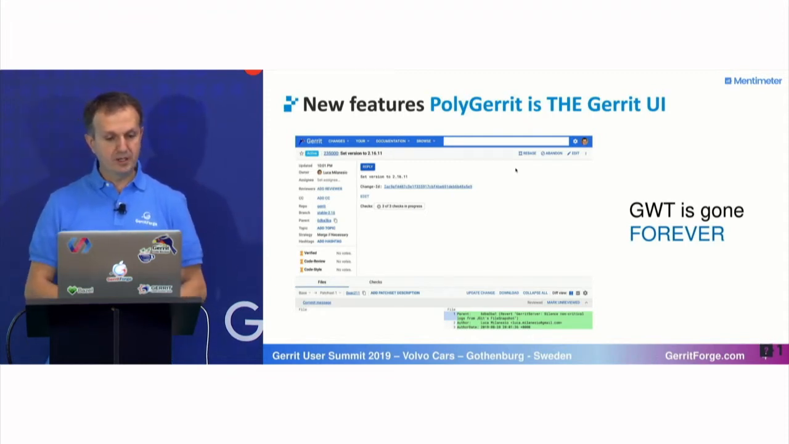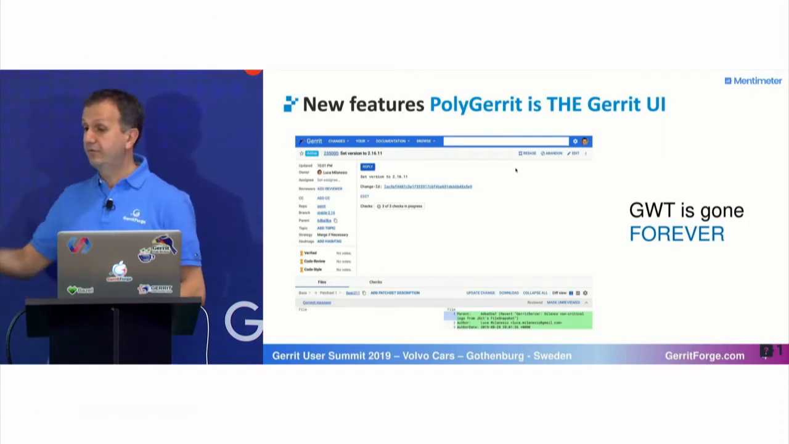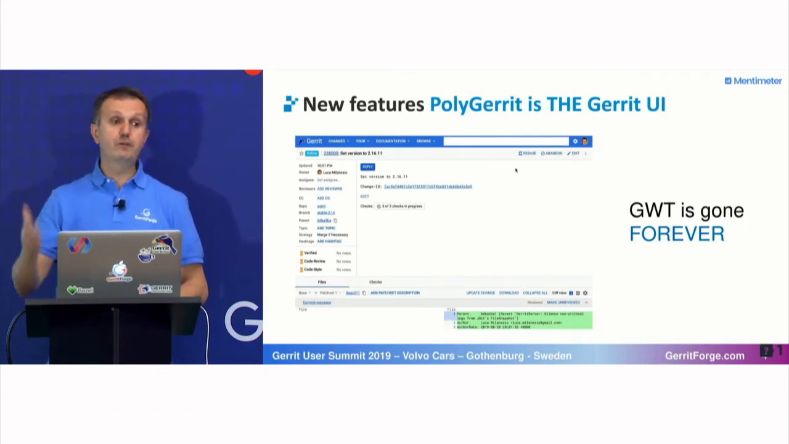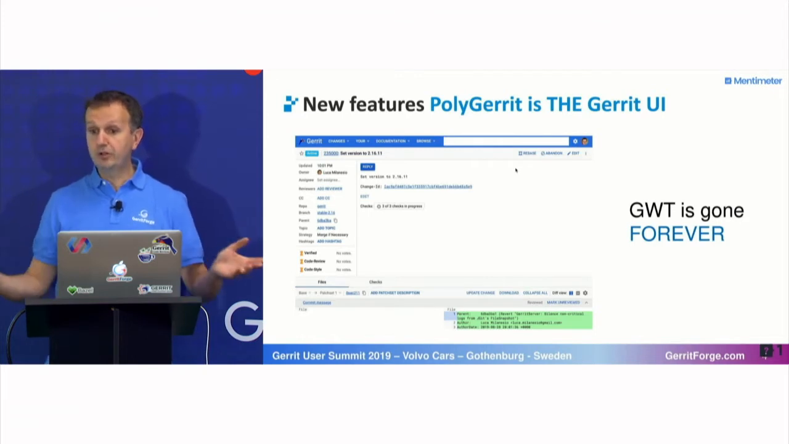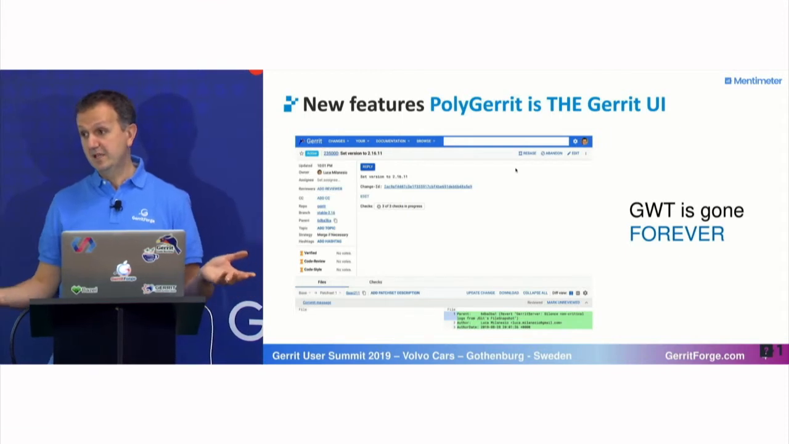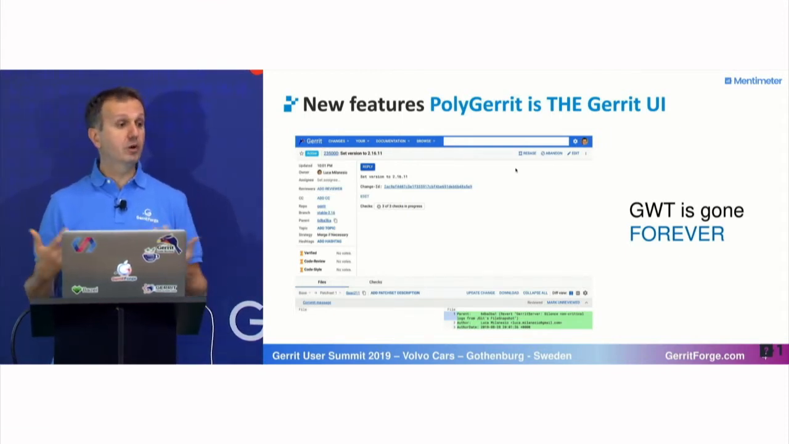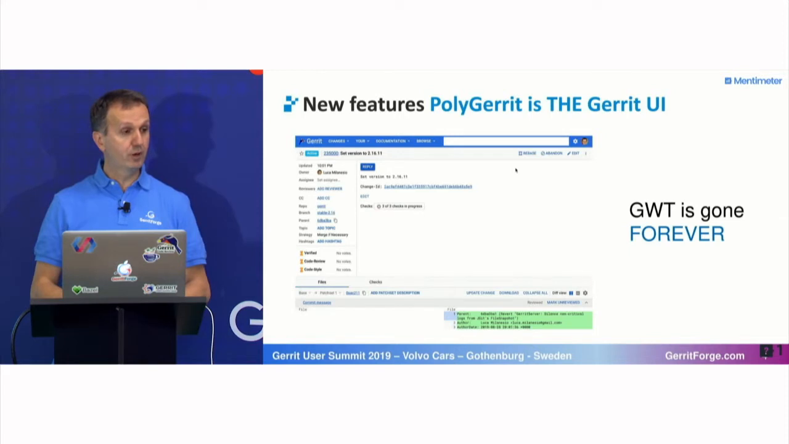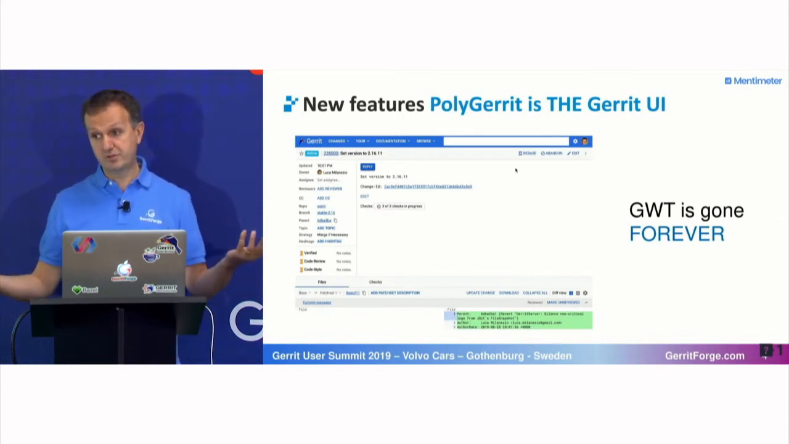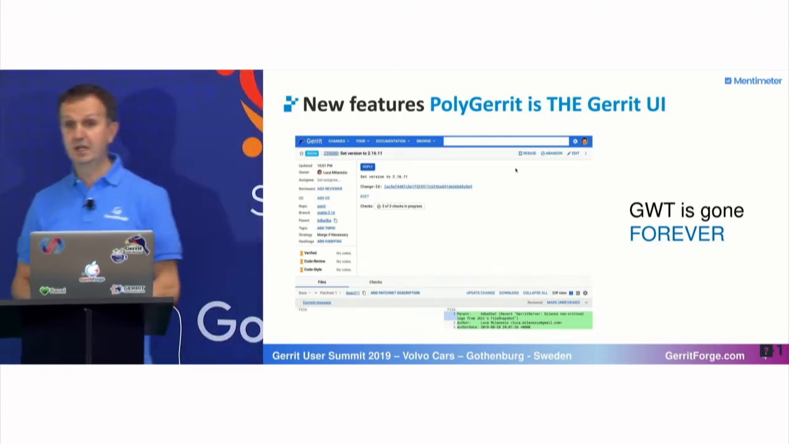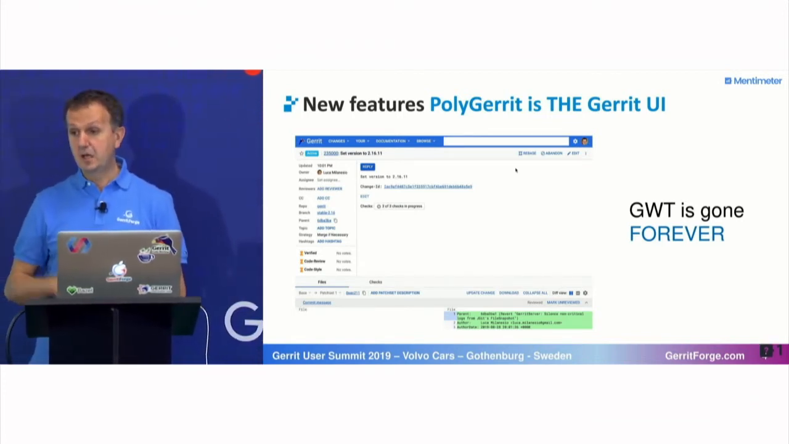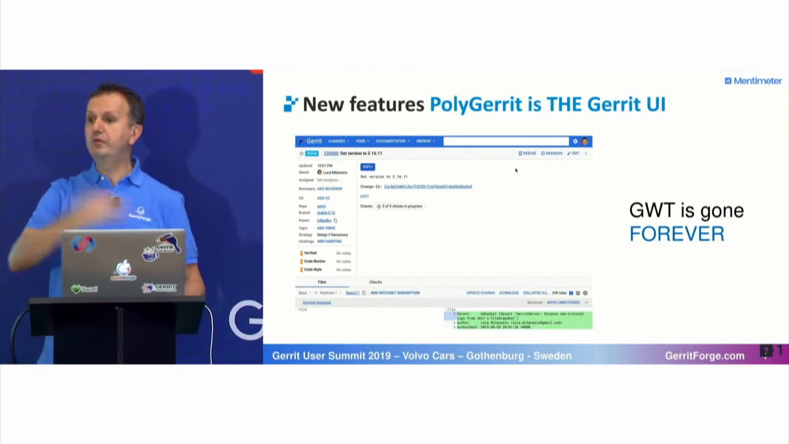So first of all, PolyGerrit. PolyGerrit is not a new feature. PolyGerrit was introduced a long time ago, starting from version 2.14. However, 3.0 is the very first version of Gerrit where the old UI, the GWT UI, is gone, and it's gone forever. That means the majority of the work that we did in 3.0 was not for developing PolyGerrit, because PolyGerrit was already there. It was almost ready, there were just some bits and pieces that needed to be adjusted. But the majority of the work was removing all our legacy.